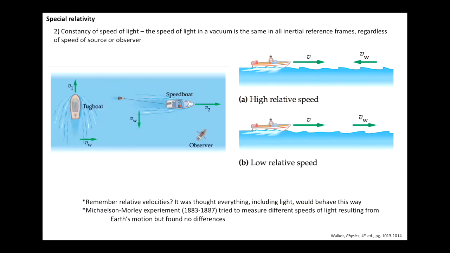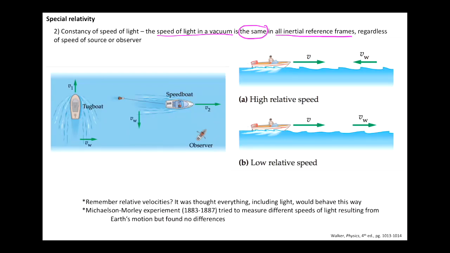The second one is the constancy of the speed of light. Again, these two ideas are Einstein's. He's the one putting them forth in this paper in 1905. The constancy of the speed of light says that the speed of light in a vacuum is the same in all inertial reference frames, regardless of what's happening with the people doing the measurement.